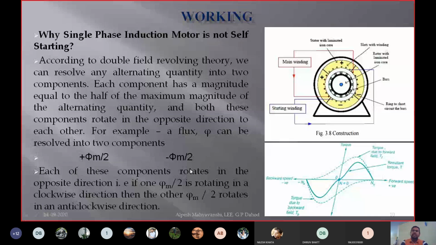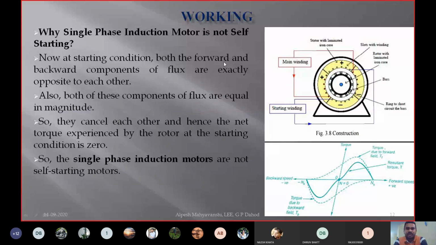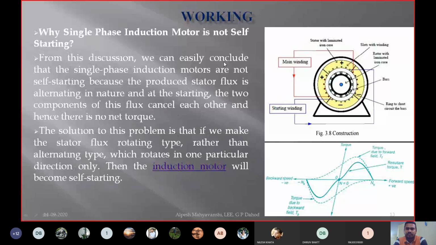Now when we apply a single phase AC supply to the stator winding of the single phase induction motor, it produces a flux which has a magnitude of phi m. We assume that whatever flux is produced in this motor when we give it single phase AC supply has a magnitude of phi m.